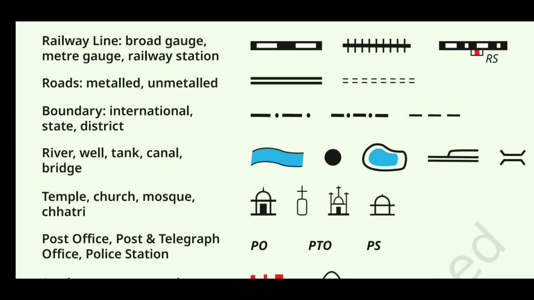Here are the symbols: railway line, broad gauge, meter gauge, railway station. Roads, that is metalled and unmetalled. Boundary, categorized as international, state, and district. River, well, tank, canal, bridge. Temple, church, mosque, chhatri. Post office, post and telegraph office, police station.